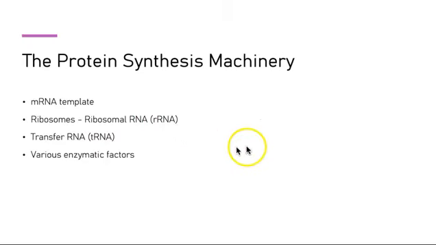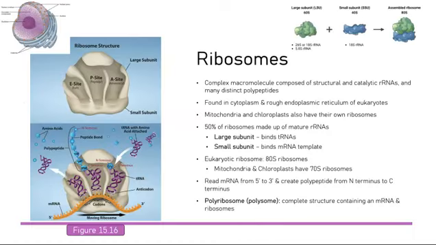So what we're going to need is our protein synthesis machinery. That's going to include our mRNA template that we created through transcription and was processed, our ribosomal RNA that makes up 50% of our ribosomes. We need our transfer RNA and some various enzymatic factors. So we'll start off describing our ribosomes.